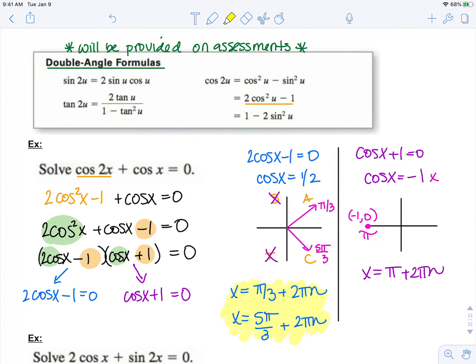So these double angle formulas can be used to transform our equations.